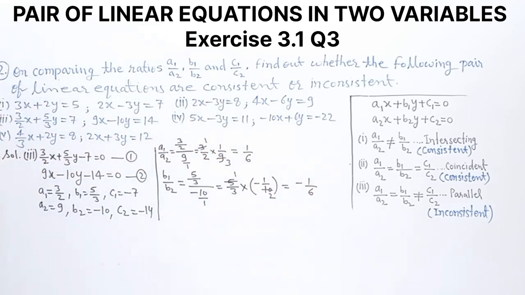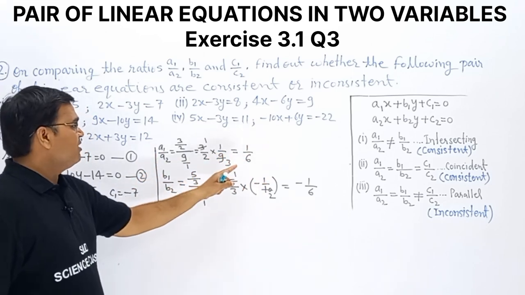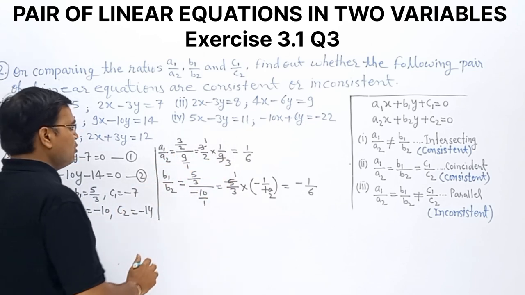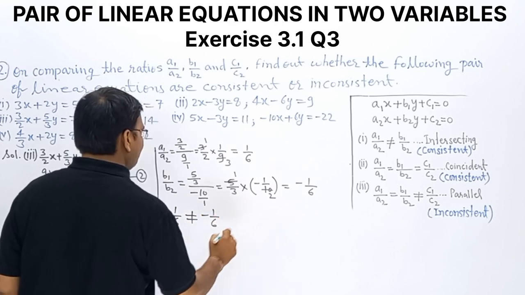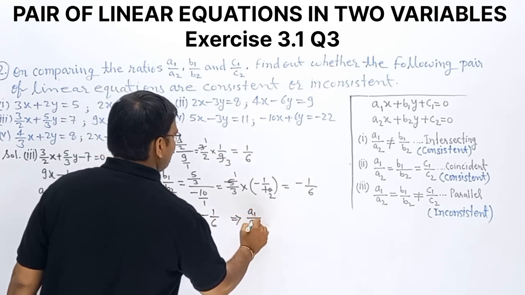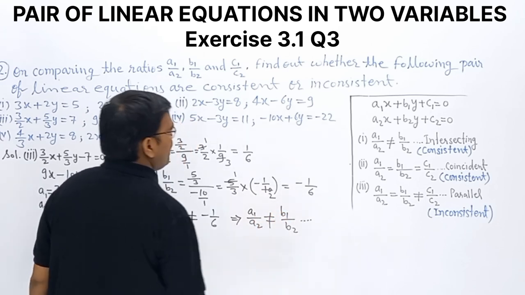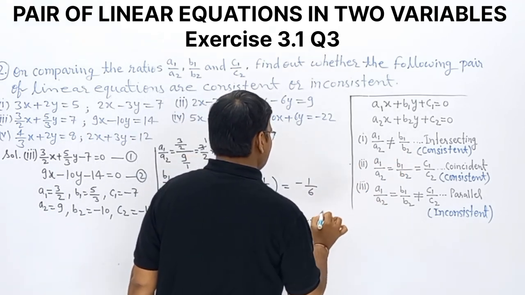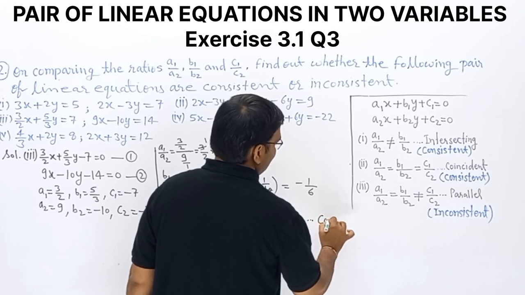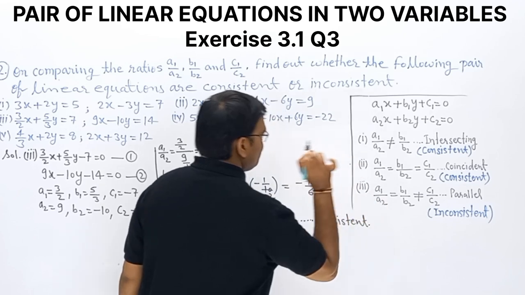Clear? Yes or no? So A1 upon A2 equals 1 by 6, and B1 upon B2 is what, negative. It means both ratios are not equal. So 1 by 6 is not equal to minus 1 by 6, and finally we can say A1 upon A2 is not equal to B1 upon B2. So the pair of linear equations is consistent. The first one, we are getting an intersecting point, so we can say consistent. Clear? So this will be its answer.